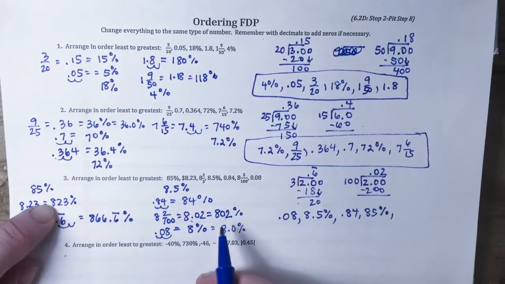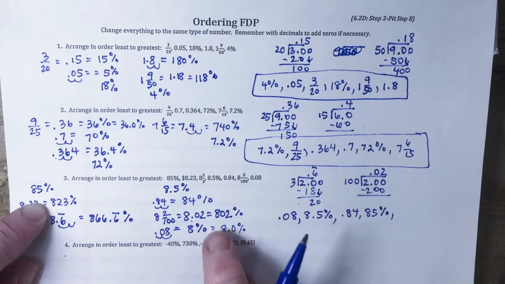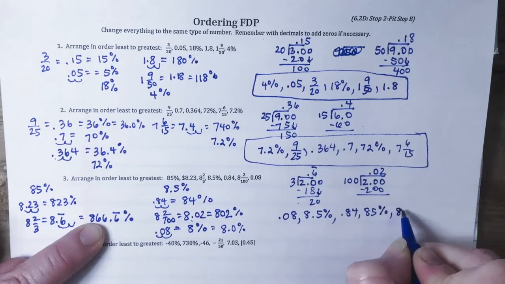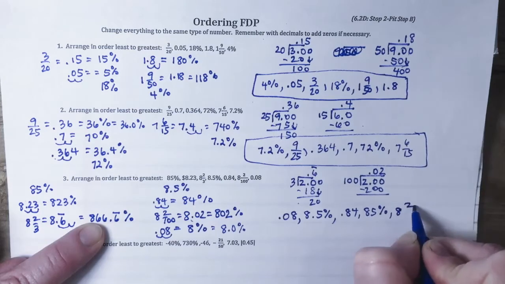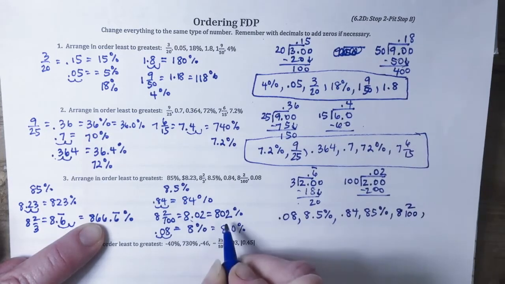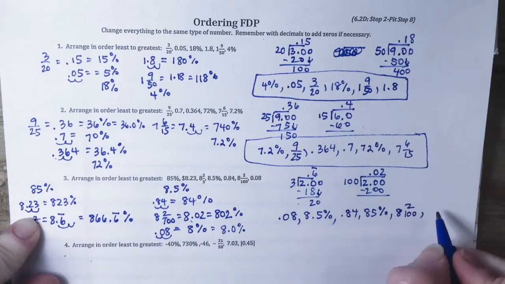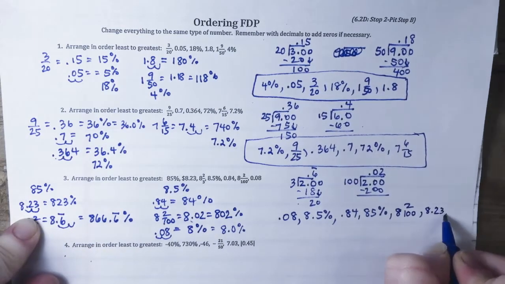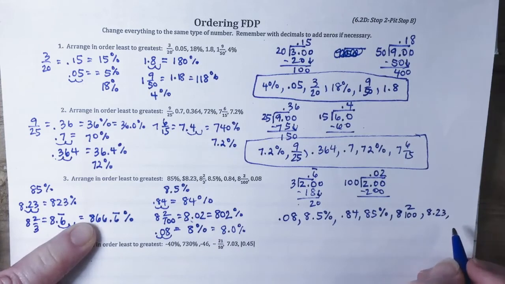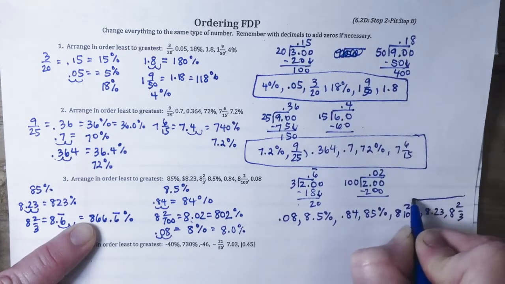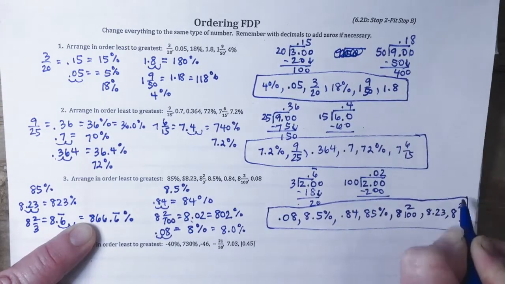And now I have percents that are 800 or more. So the smallest percent that I have left is 802%, and it started off as 8/200ths. And then these two are left, so 823% would be next. That was 8.23. The last one is 866, which is 8 2/3. All right, so there's least to greatest again.